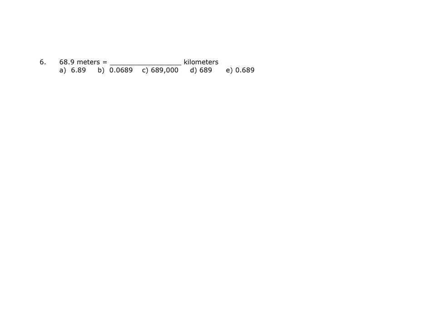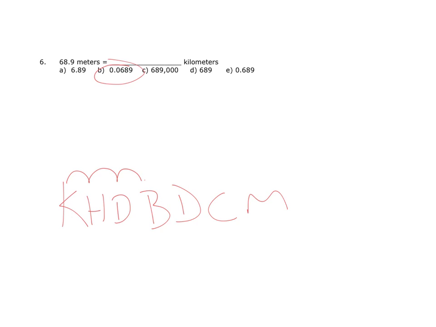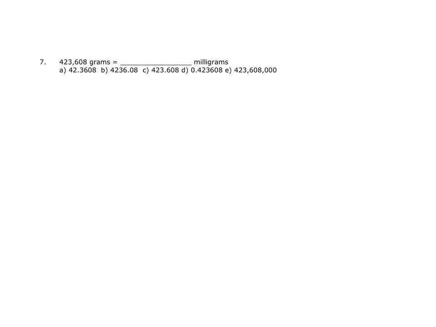If we convert meters to kilometers, you have kilo, hecto, deca, base unit, deci, centi, milli, and you move along this line. The number of places you jump is the number of times you move the decimal. So going from base unit, which is meters, 1, 2, 3 places to the left, to get kilo would give you an answer of 0.0689. Grams to milligrams, so base unit to milli is 3 places to the right. So we would add 3 more zeros, that would be answer choice E.